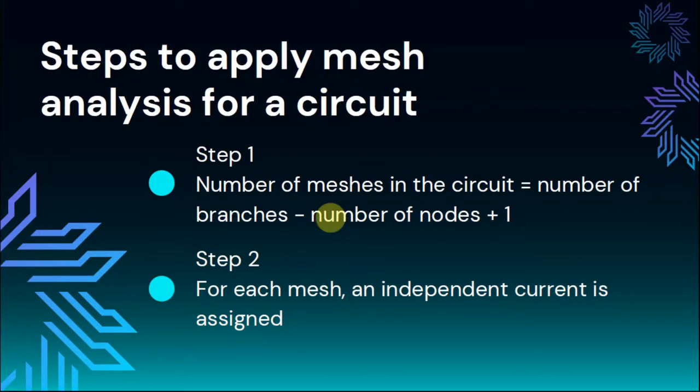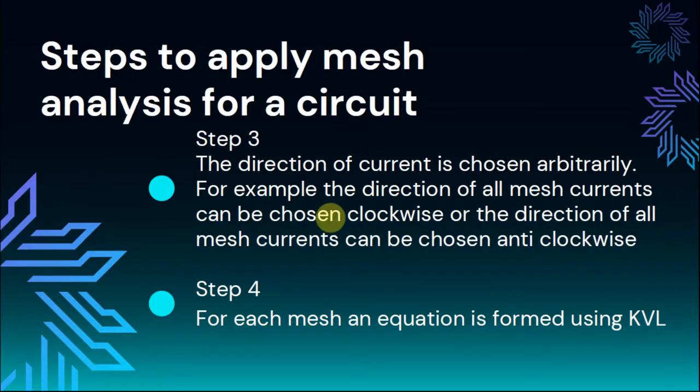In step 2, for each of the meshes found in step 1, an independent current is assigned. Step 3, the direction of current is arbitrarily chosen. Usually we choose all the mesh currents to be in the clockwise direction, but you can also choose anti-clockwise. I usually prefer the clockwise direction. For all the meshes, we choose a current in the clockwise direction.